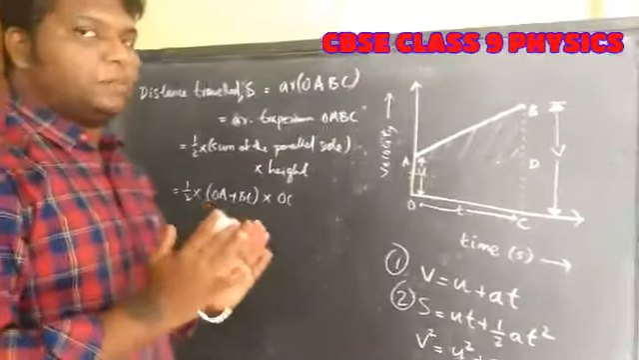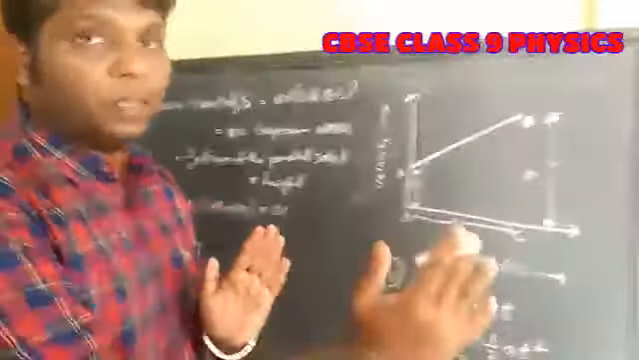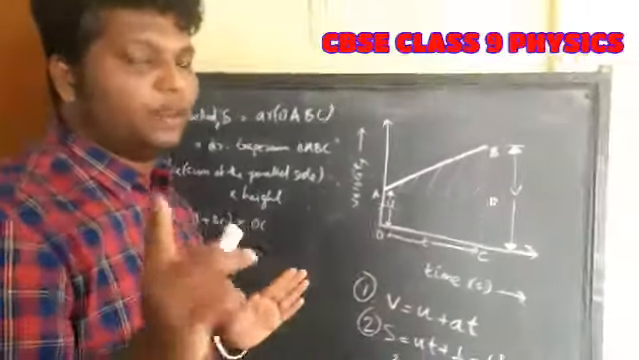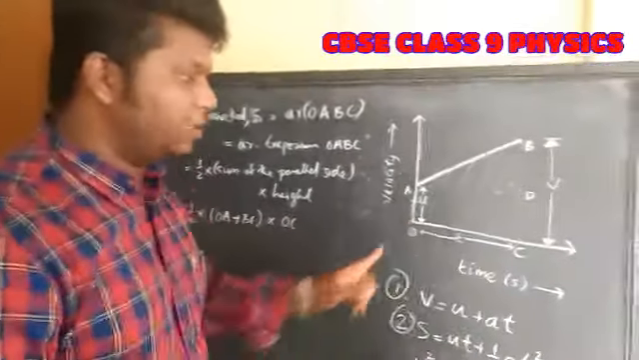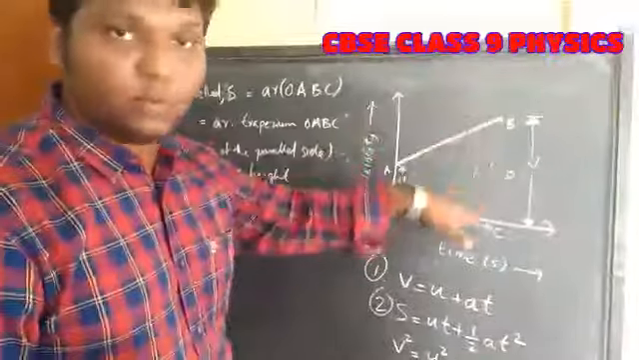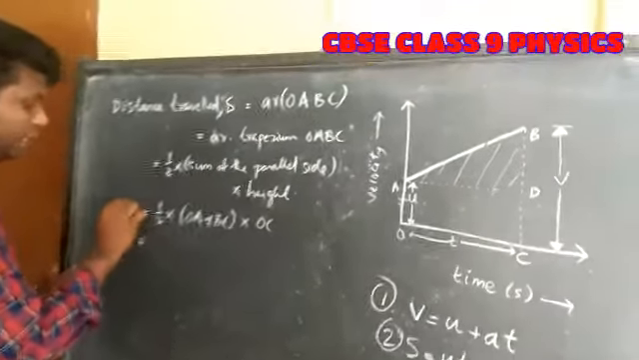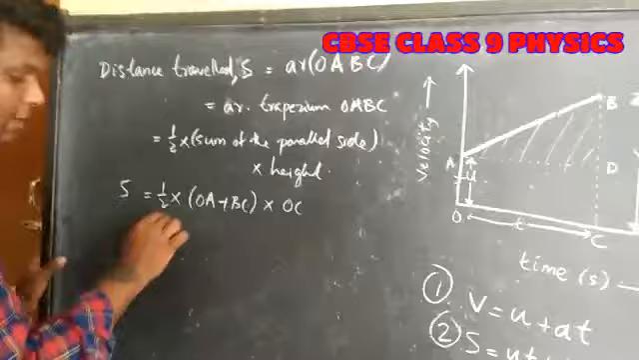Actually, the height of a trapezium means the distance between the parallel sides. It's not this distance. The distance between the parallel sides is what we regard as the height of a trapezium. Don't forget. That's why I took OC, or else I have to take this one. So here it is OC, that is equal to, again, here it is S, right? We are starting with S.